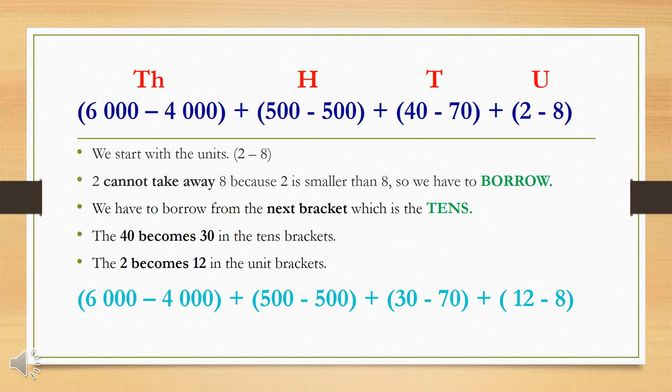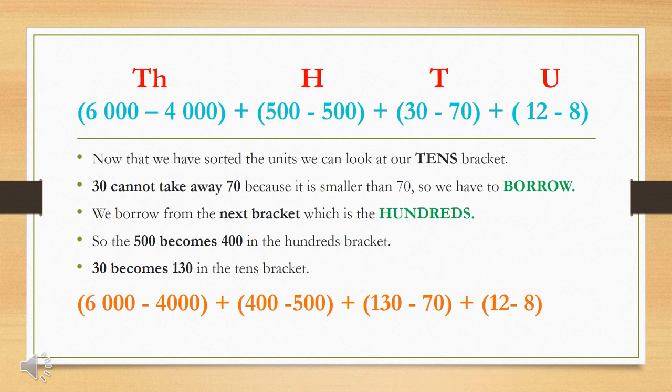So now we're standing with 6,000 minus 4,000 plus 500 minus 500 plus 30 minus 70 plus 12 minus 8. Okay, now that we've sorted the units, we can look at our tens bracket, which says 30 minus 70. And boys and girls, we know that 30 cannot take away 70 because 30 is smaller than 70. So what do we do? We borrow. And where do we borrow from? We borrow from the next bracket, which is hundreds.